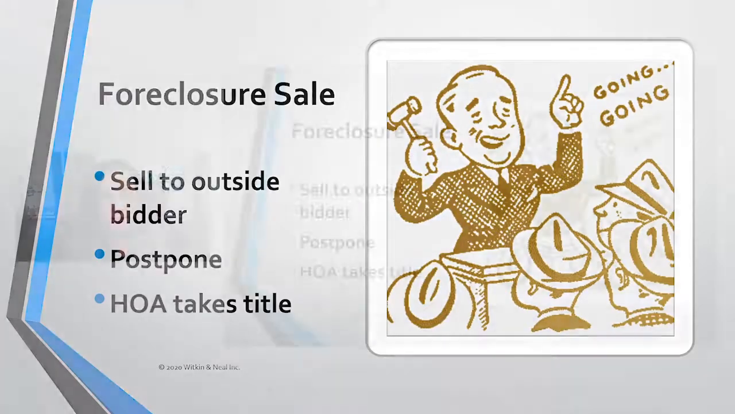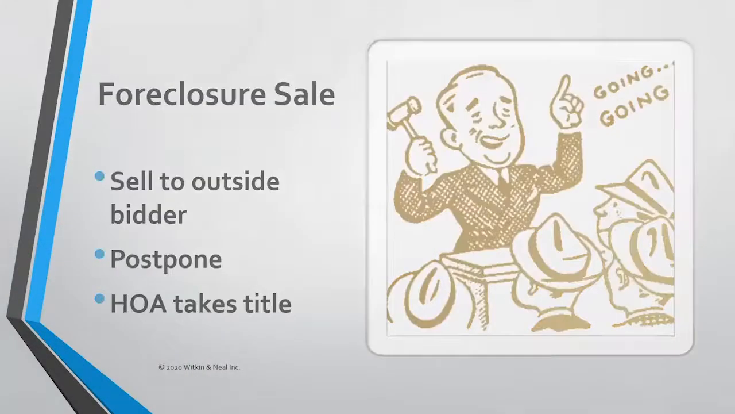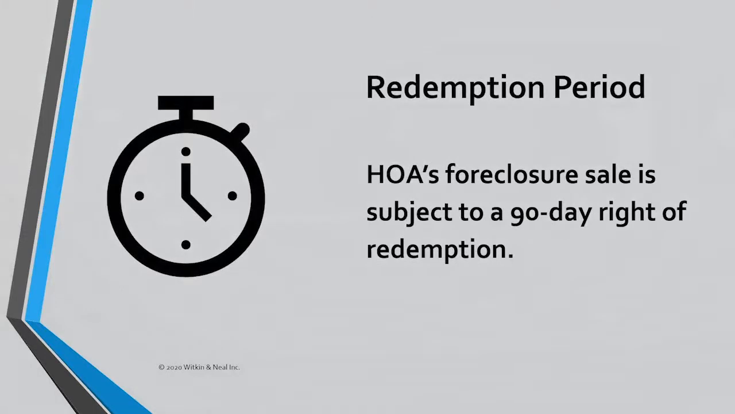It's open to the public, and the association has several options when they get to that stage. You can choose to sell the property to an outside bidder. You could simply postpone the sale while you negotiate with the homeowner, or the association can take the choice of taking title to the property. Now, if the property is sold to an outside bidder, or even if the association takes title, the sale is subject to a 90-day right of redemption after foreclosure. This allows the former homeowner an additional 90 days to remit payments and regain title to his property.